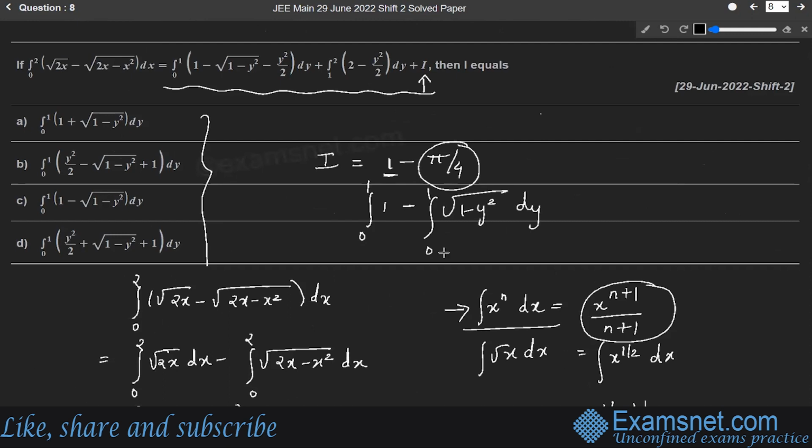Okay. Now both the limits are the same. So let us combine them. Integral of 0 to 1, 1 minus under root of 1 minus y square dy. So now let us check all the options. If we check all the options, the correct option here is option C, which is integral of 0 to 1, 1 minus under root of 1 minus y square dy. So the correct option for this question is option C here.